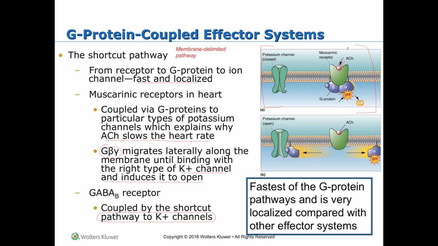So here is one segment of the membrane delimited pathway which is occurring. Acetylcholine binds to the muscarinic receptor. The G protein, which is found on the intracellular side, bumps into the muscarinic receptor. Alpha bound to GTP, G beta gamma. G beta gamma will go and affect a potassium channel, allowing for it to open.